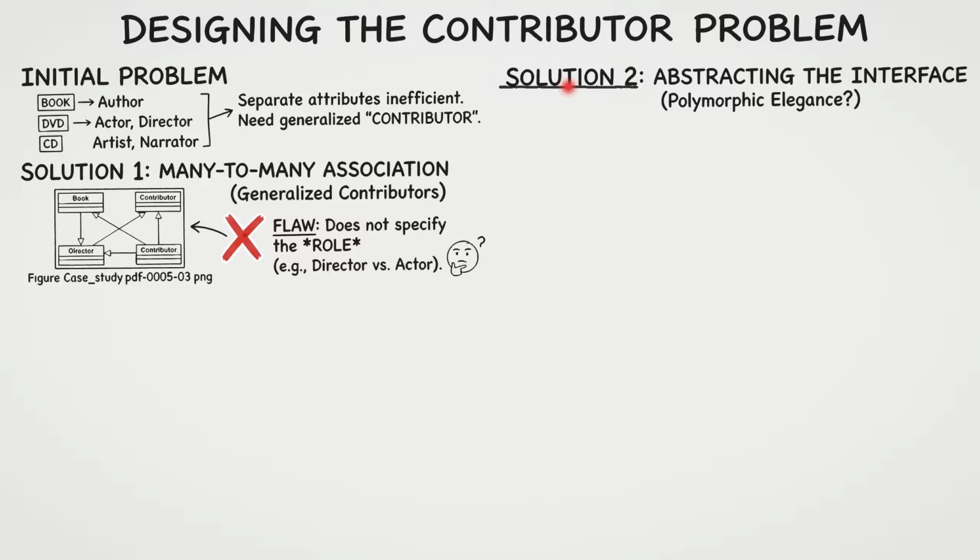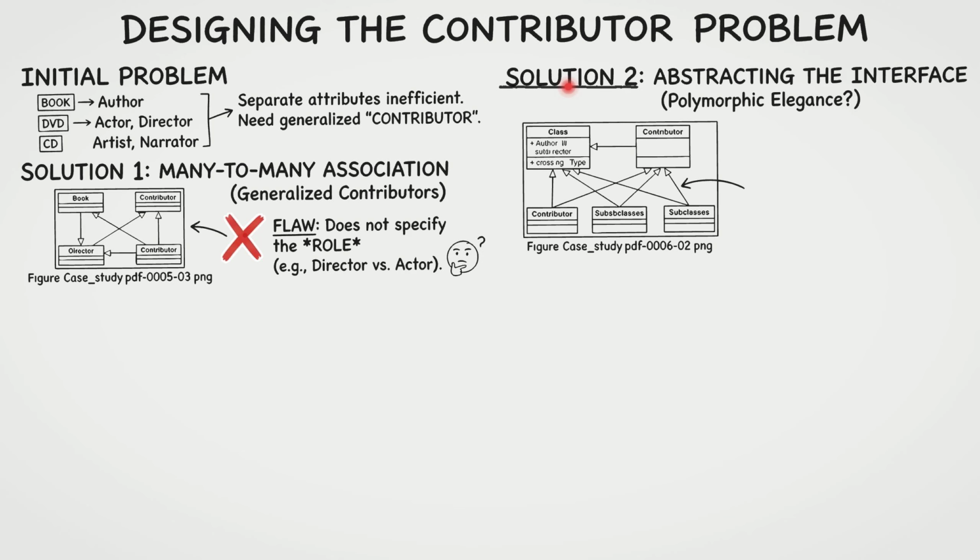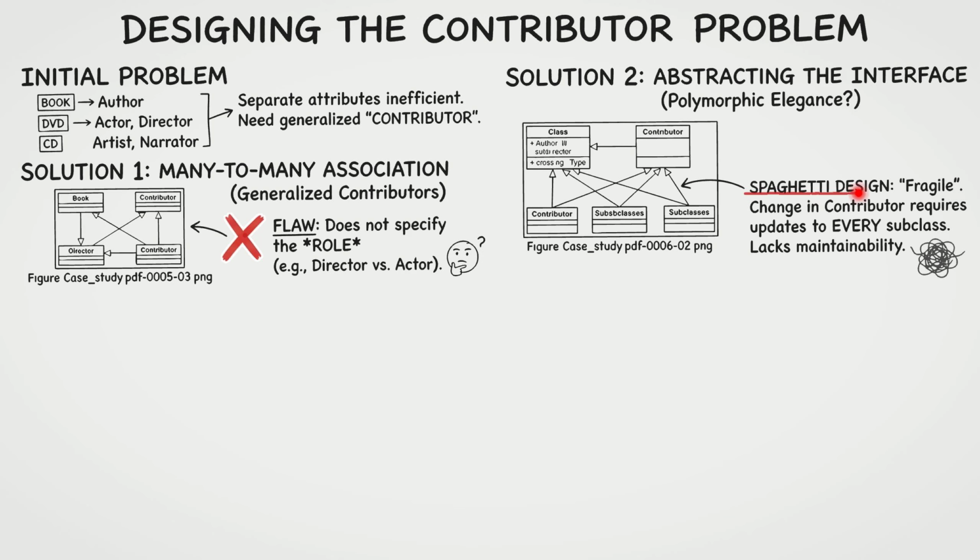We could add a getContributor method to the main class, allowing subclasses to manage their specific contributor types internally. But look at the diagram for this approach. This quickly becomes a spaghetti design. Notice the multiple lines crossing back and forth between the contributor class and the various subclasses. While this technically functions, it is extremely fragile. Any change to the contributor class might require updates to every single subclass. It completely lacks maintainability.